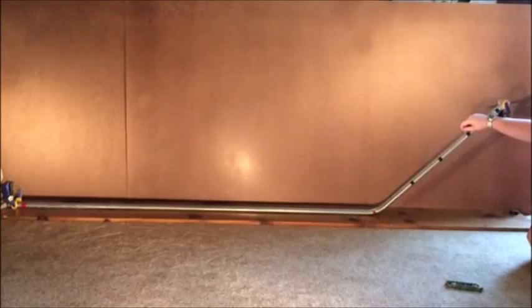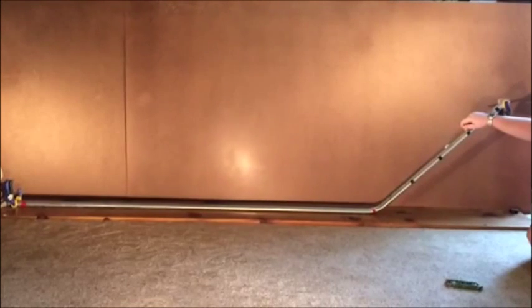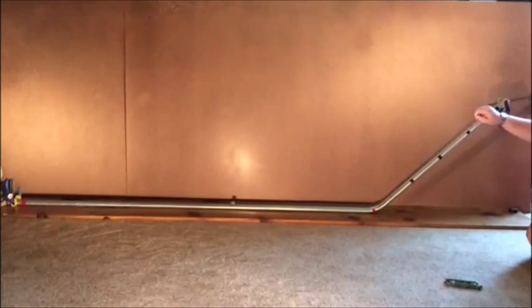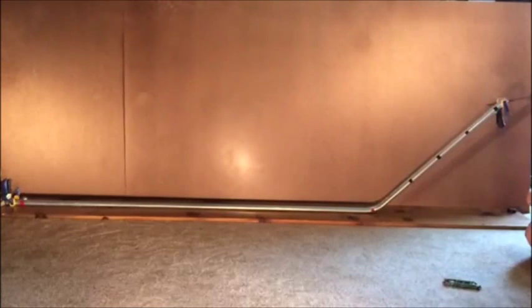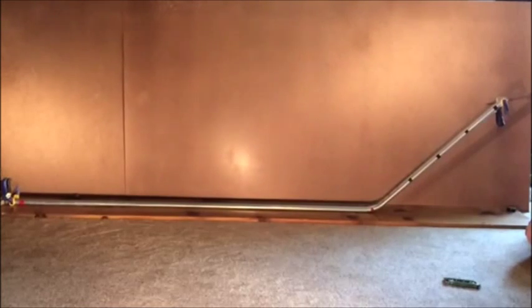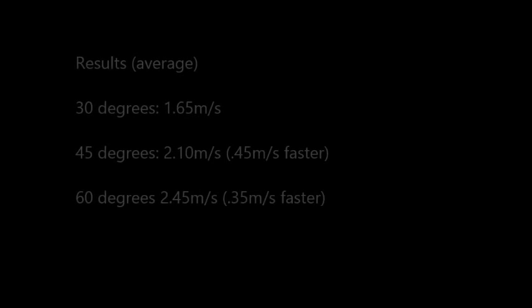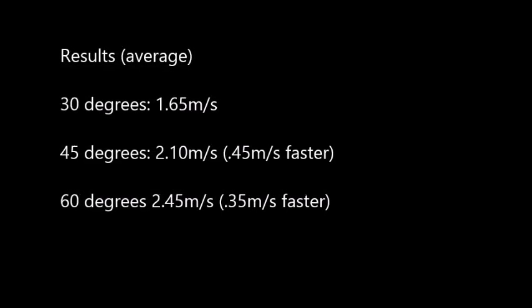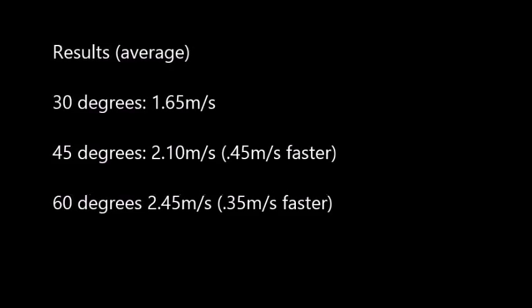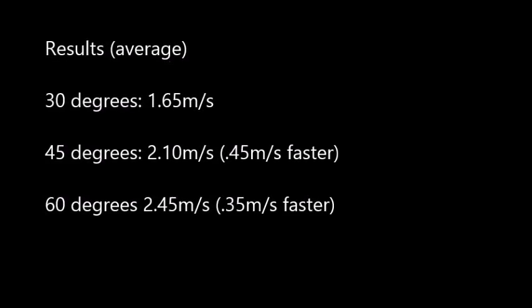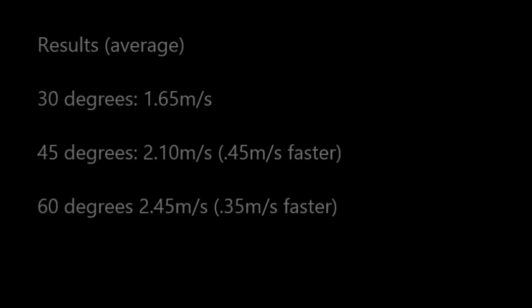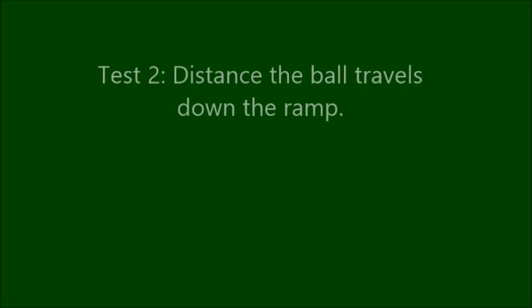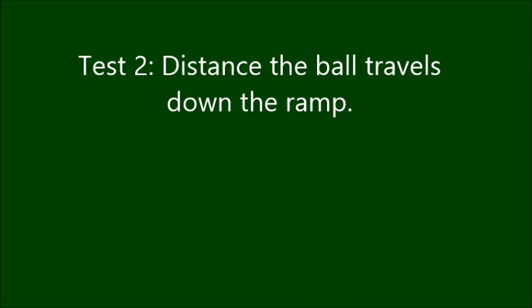At each angle measurement, I did 5 tests, and to measure the speed of each ball after they went off the ramp, I went to Movie Maker and did frame by frame between the 2 red markers you see on the flat surface. As for my results, my hypothesis was correct in that the higher the degree of the ramp off the ground, the ball would go faster, and I was also correct that the increase in speed was not going to be linear. For my second independent variable, I tested the distance the ball would travel down the ramp.